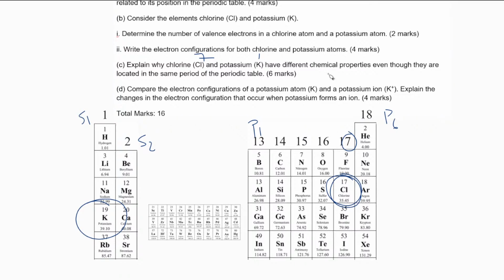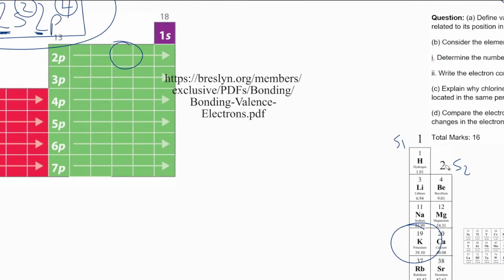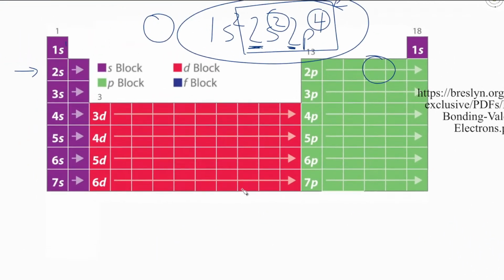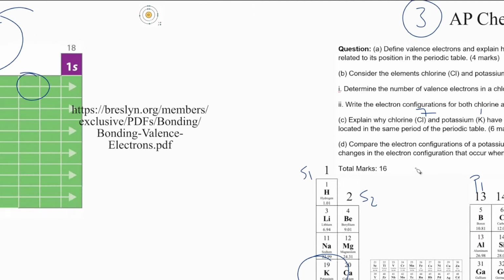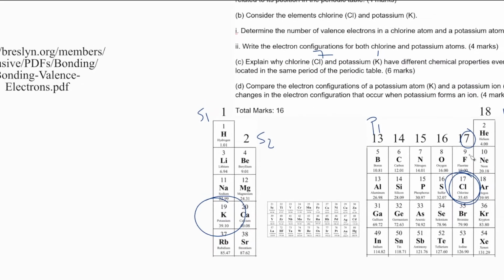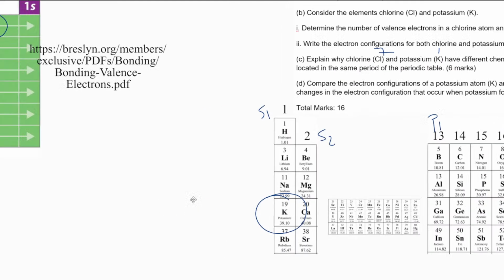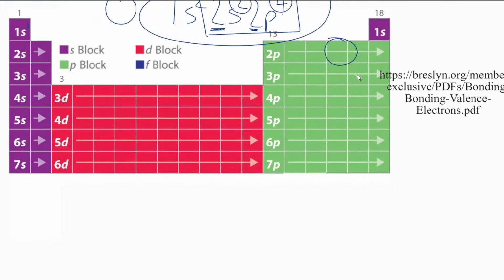Then we could write the electron configurations for potassium and chlorine. I want to look at this here to do that. Chlorine's right here, so it's 1, 2. It's in the 3rd period. Potassium's in the 4th period, 1, 2, 3, 4. So for chlorine, we said atomic number is 17.